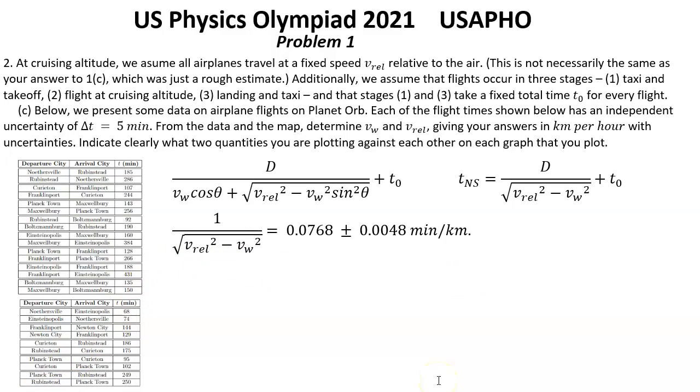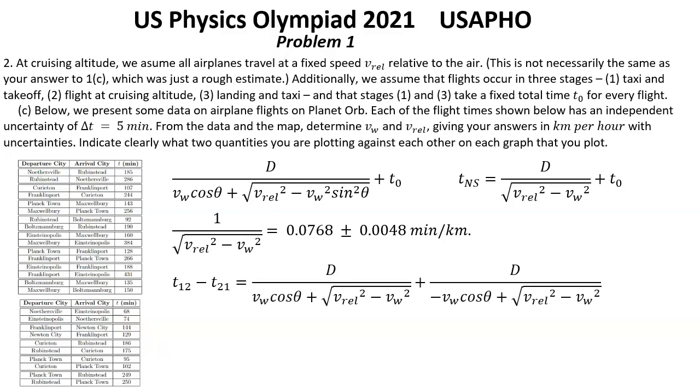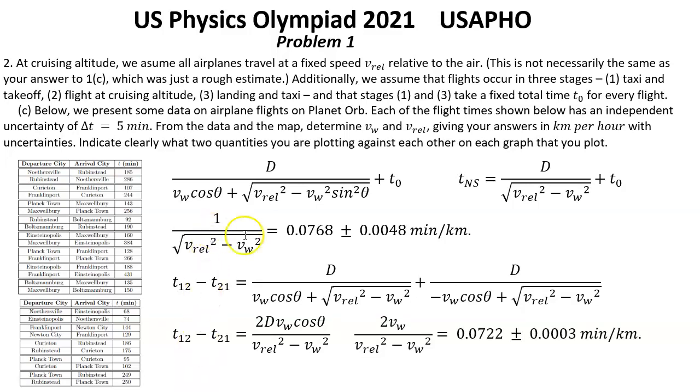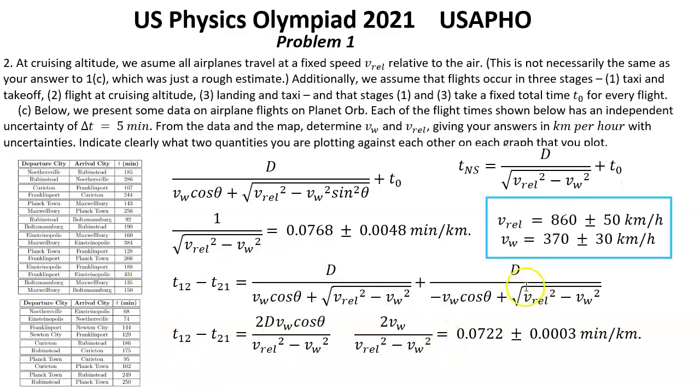Next, consider the pairs of cities given in the second table. We can cancel out the effect of t0 by considering the difference in flight times in the two directions. So we have t12 minus t21 equal to this one, and after simplification that will be this one. Therefore, plotting the time difference versus d cosine theta, where theta can also be measured from the graph, and combining these two results, this one and this one, we can find that v real equals 860 plus or minus 50 kilometers per hour, and vw equals 370 plus or minus 30 kilometers per hour. That was the solution for question C, part 2.